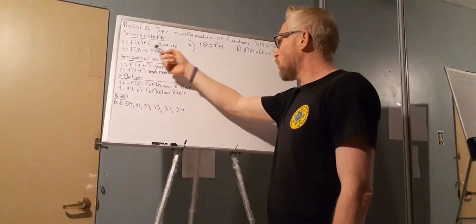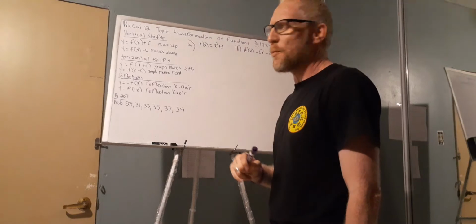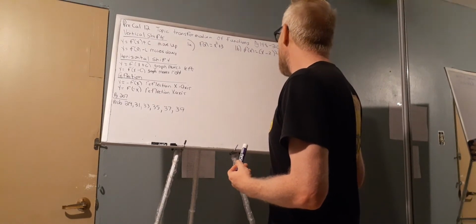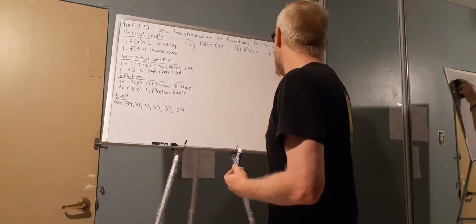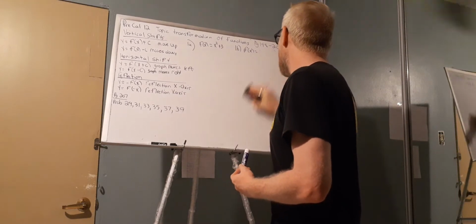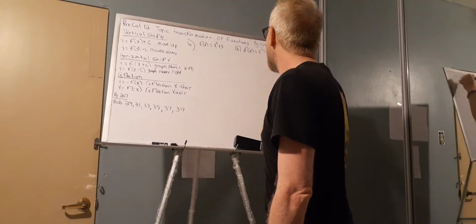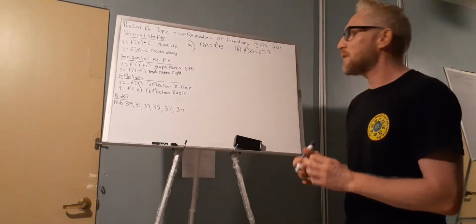Notice that in this formula, the function is not inside of a parentheses. Okay, let me fix this real quick. x squared minus 2, okay? And this is not inside of a parentheses either.